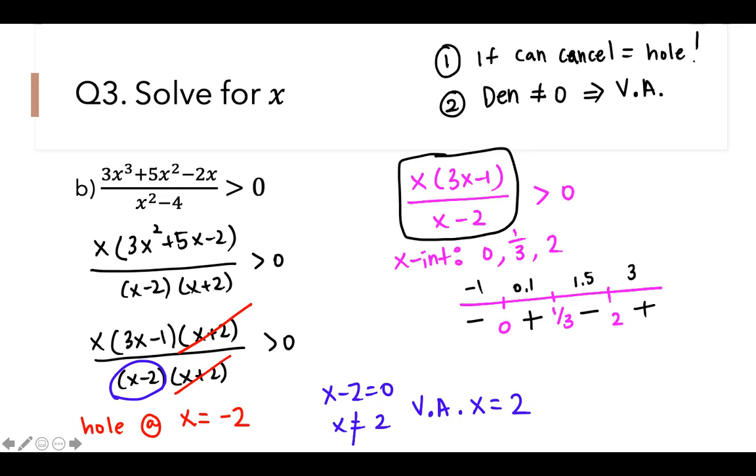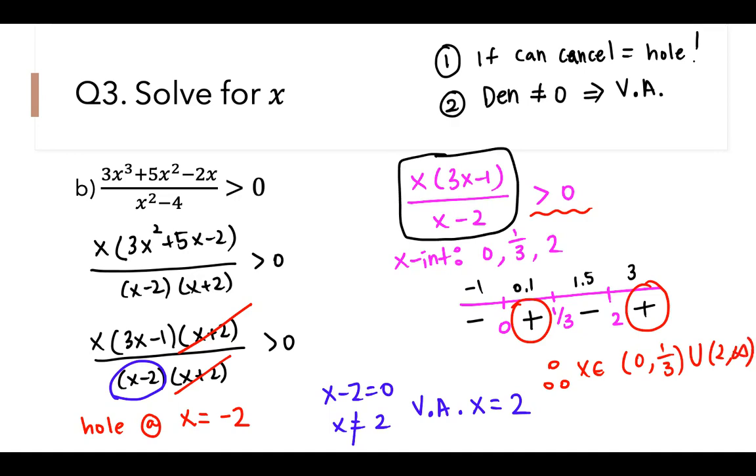Okay, so now, which interval is going to be greater than 0? That means this one and this one. So therefore, x can be in between 0 and 1/3, or greater than 2.